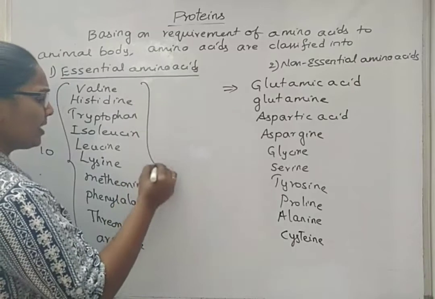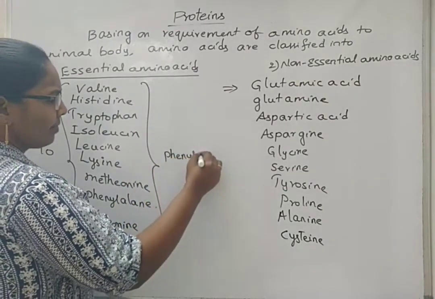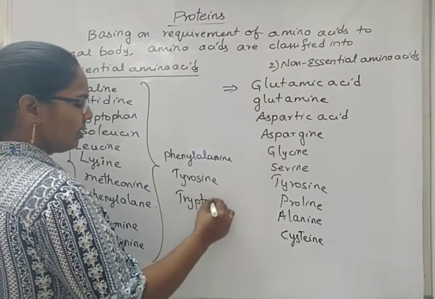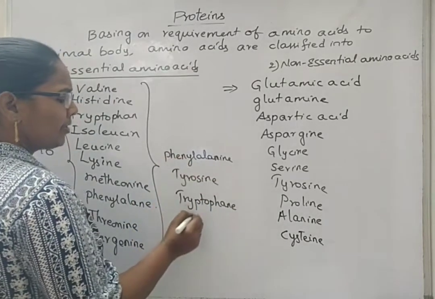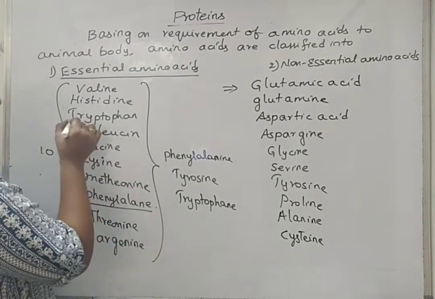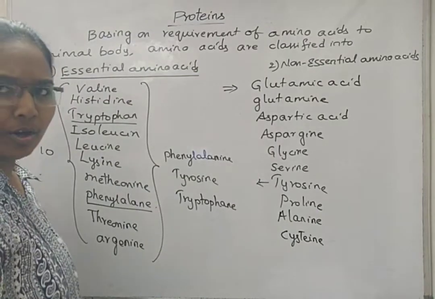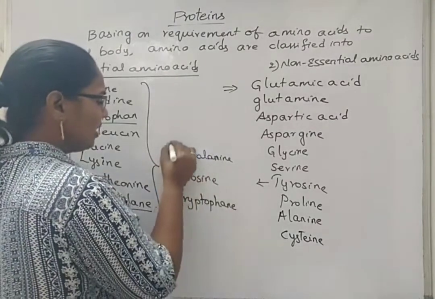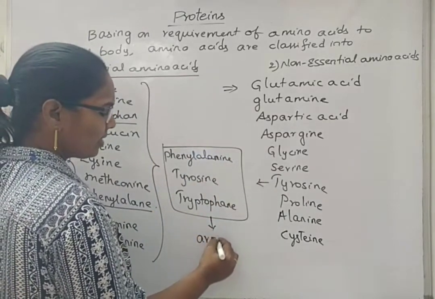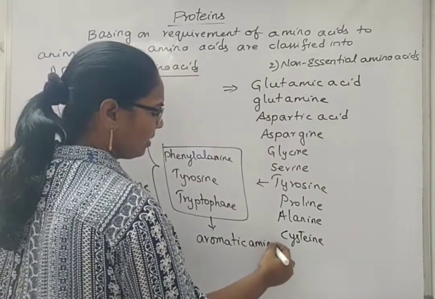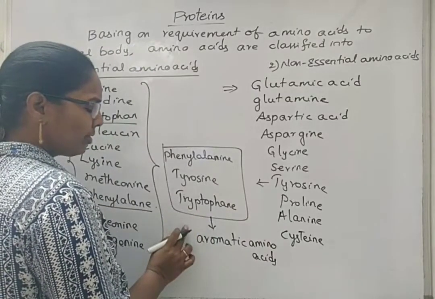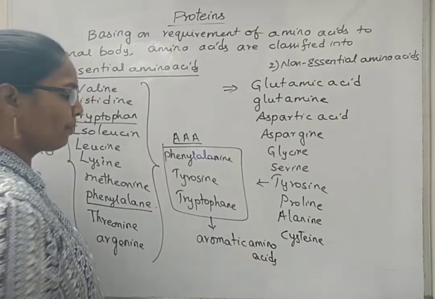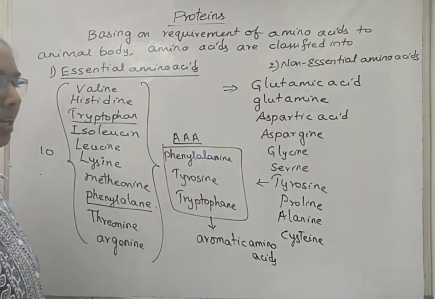Now, out of these, phenylalanine, tyrosine, and tryptophan are considered aromatic amino acids. Phenylalanine and tryptophan are essential amino acids as mentioned here, but tyrosine we have mentioned under non-essential because it is already synthesized in the animal body. We also label these simply as AAA amino acids, meaning aromatic amino acids. The three listed are phenylalanine, tyrosine, and tryptophan.